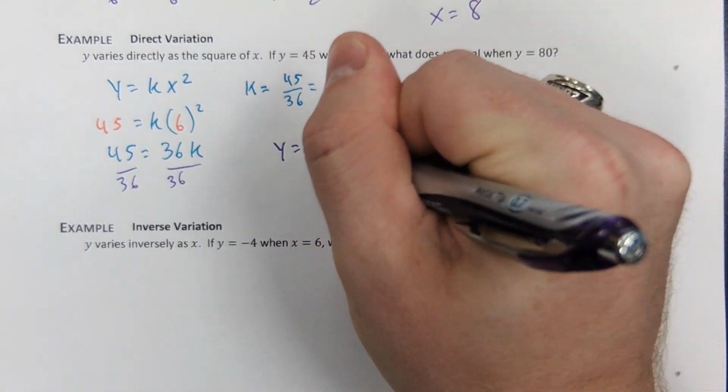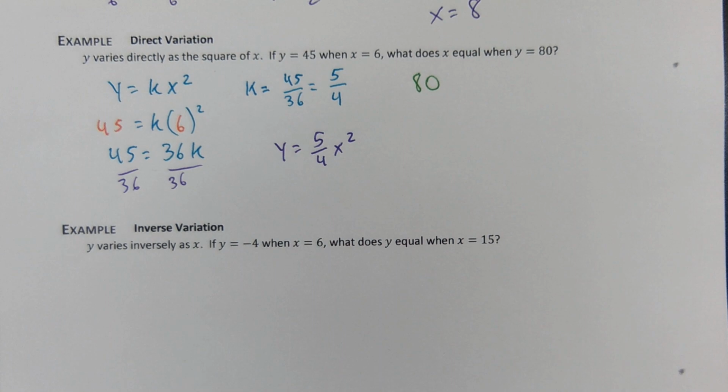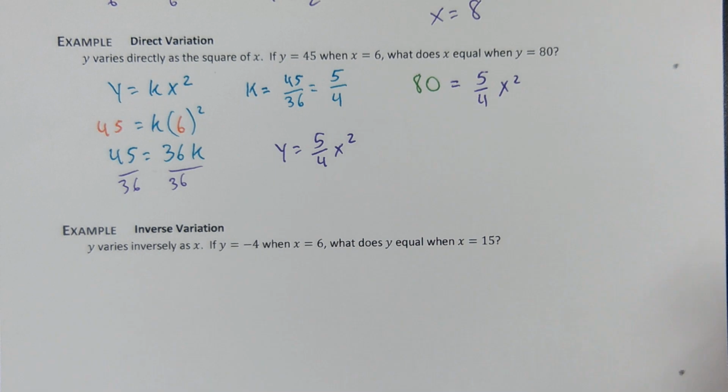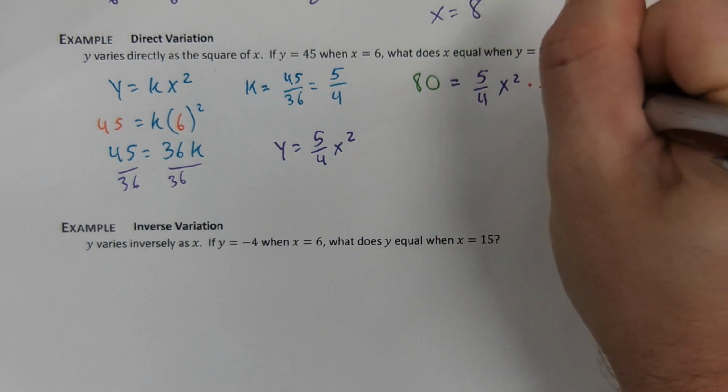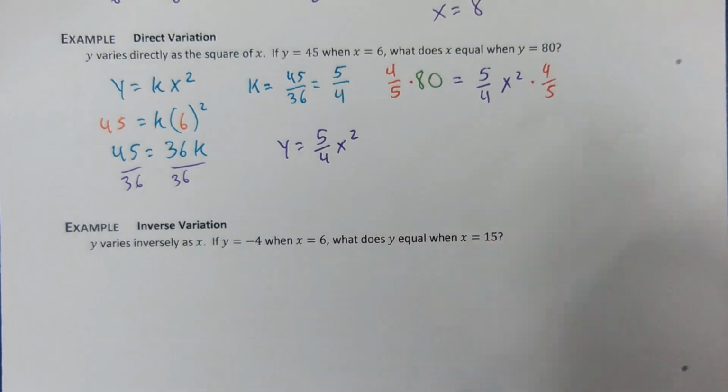Y equals 5 over 4x squared. Substitute in y equals 80 and we can solve for x now. On the last question, Michael said we got rid of the fraction by multiplying both sides by the reciprocal. That's the same thing that we're going to do here. We're going to multiply both sides by 4 over 5. On the right side, we just have x squared.